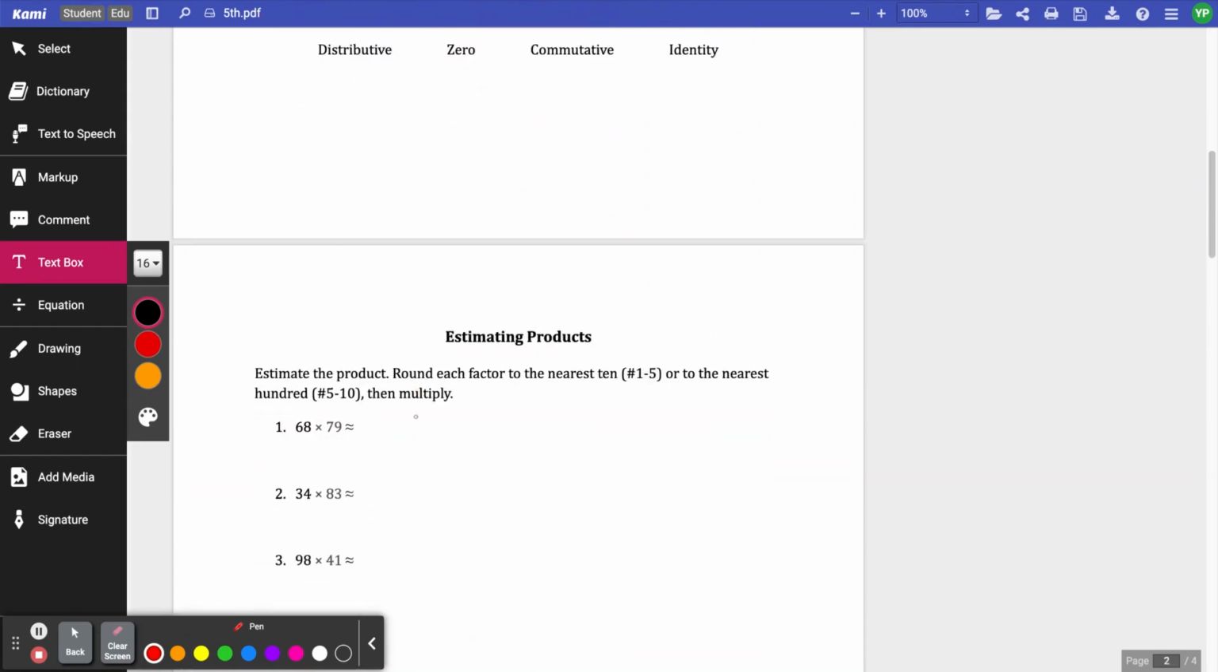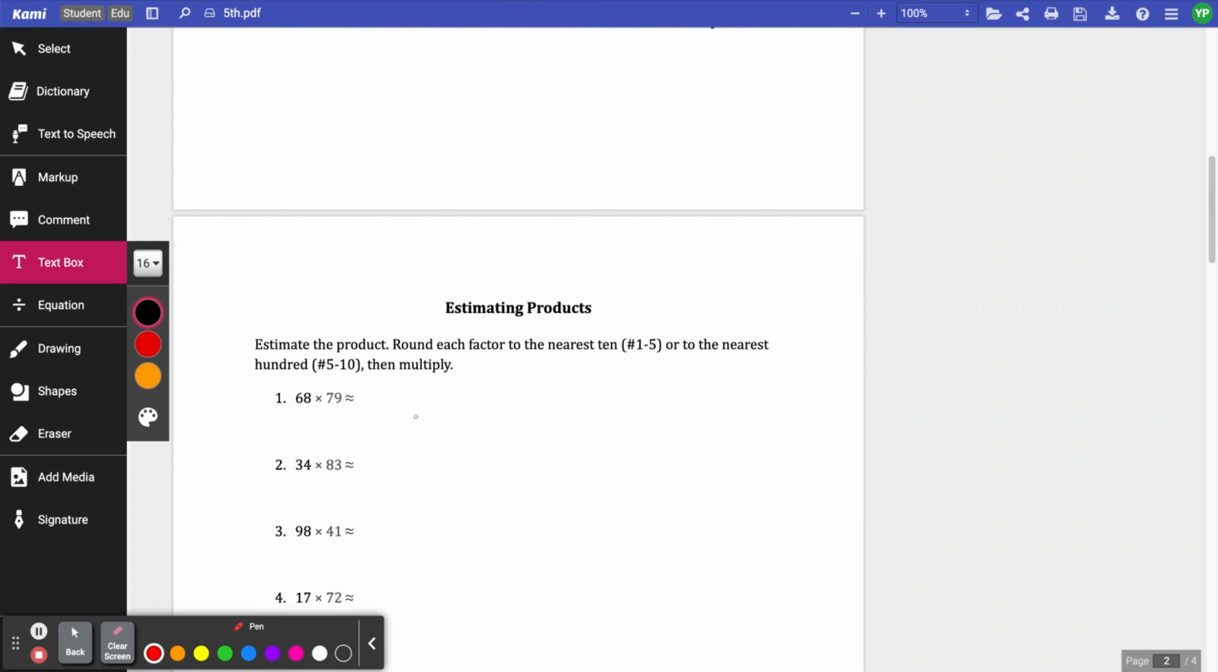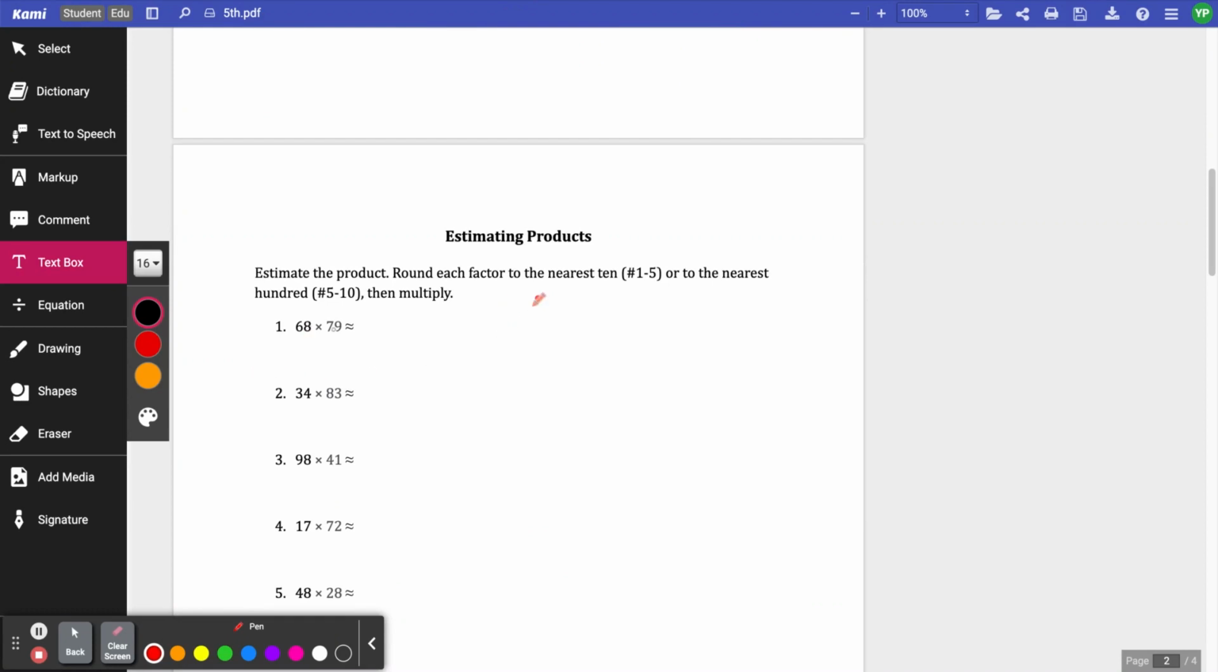And now we'll move on to estimating products. So basically we're just going to solve the question, but we're going to round to the nearest 10 for numbers 1 to 5 and the nearest 100 for numbers 6 to 10. So if you do this, it's going to be 8 times 9, which is 72. You move that here. 9 times 6 is 54. Plus 7 is 61.